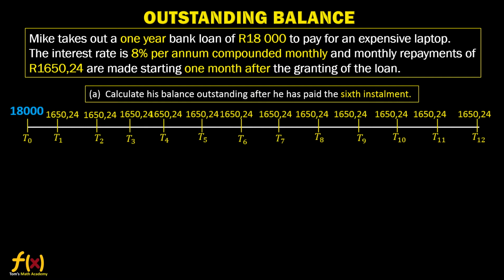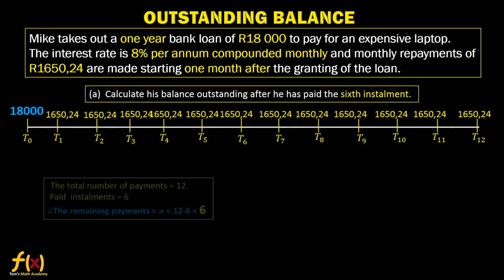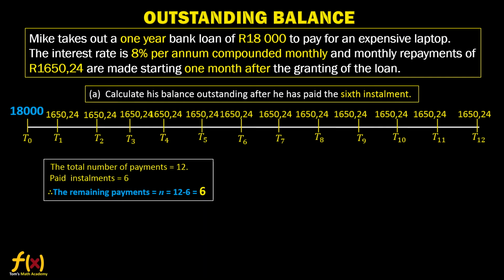Now, how to calculate the value of N here? Because we are calculating the outstanding balance, the total number of payments must be 12, and Mike has already paid 6 installments. How many are left? Only 6. So N equals the total installments minus the paid installments: 12 minus 6 gives you the value of N, 6.